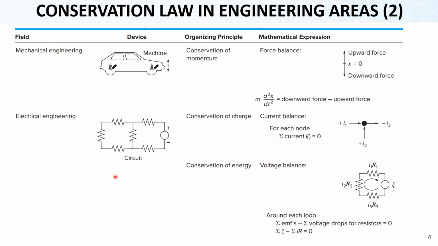For the electrical engineering area as well, for circuits, we can use the conservation law. For the conservation of charge, for example the current balance, we can say that the total currents are equal to zero for each node. Also, for conservation of energy, the voltage balance, the change can be zero if it is steady state, as you can see here. So in different engineering areas, we can use the conservation law in a similar manner. If there is a change, it's a transient behavior. If there is no change, that means there is balance and it's a steady state behavior.